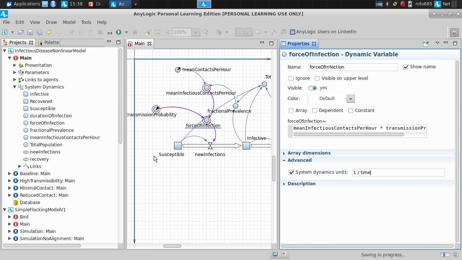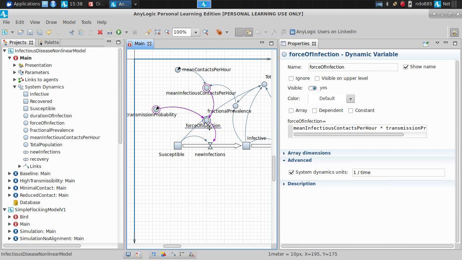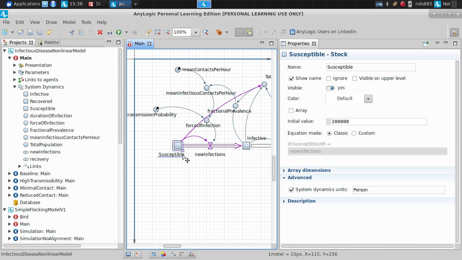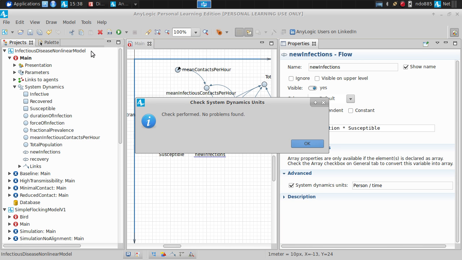1 over time. Which makes sense, because new infections is susceptible times this force of infection. New infections is person per unit time. So force of infection needs to be per time for it to, when multiplied by susceptible, yield that thing. Okay, so let's try checking the units. Check performed, no problems found.